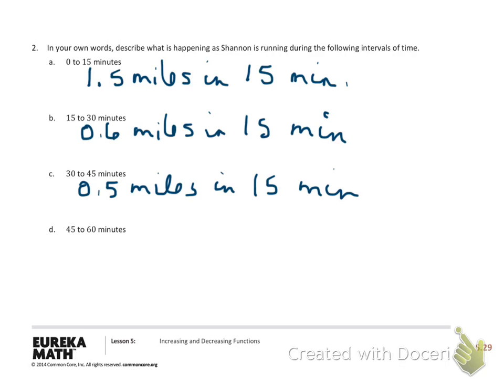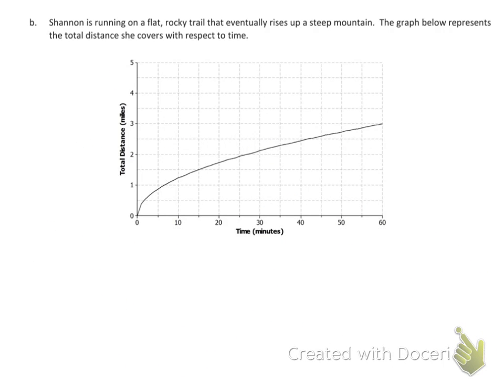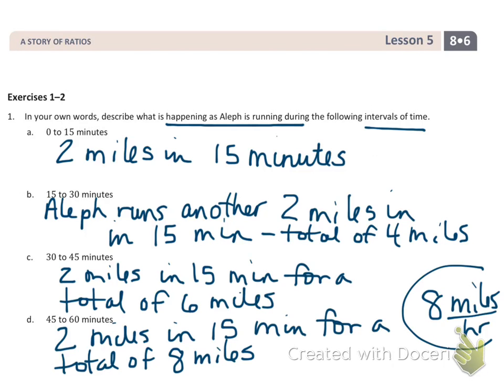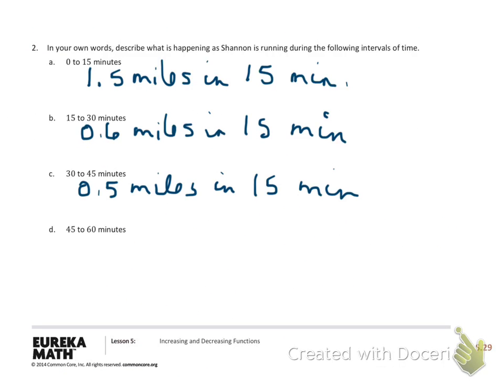And then let's look at from 45 minutes to 60 minutes. From 45 to 60, you can see here, each of these boxes again is half a mile. So it looks like about 0.4 because she's going to finish 3 miles in 60 minutes. So the next interval is about 0.4 of a mile. It's less than half a mile in 15 minutes.